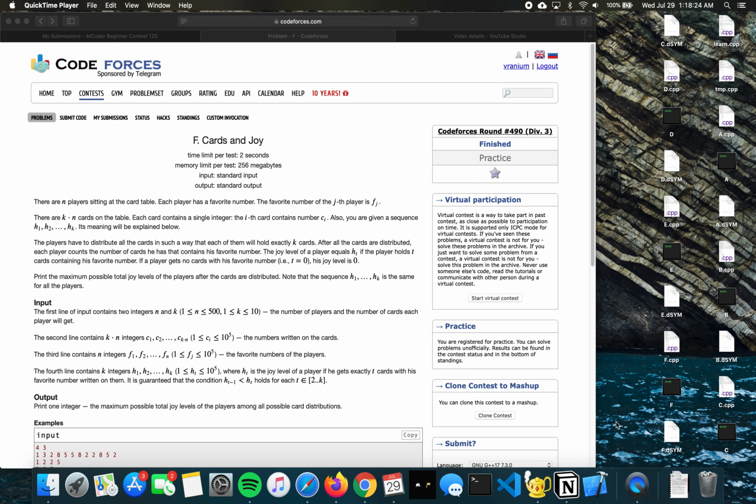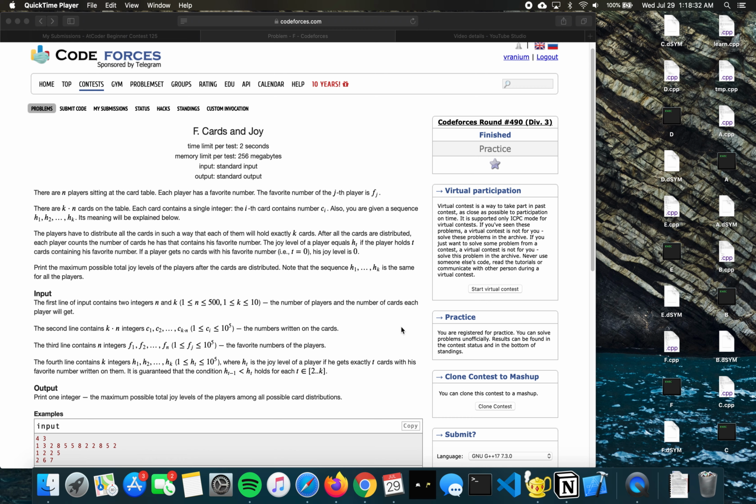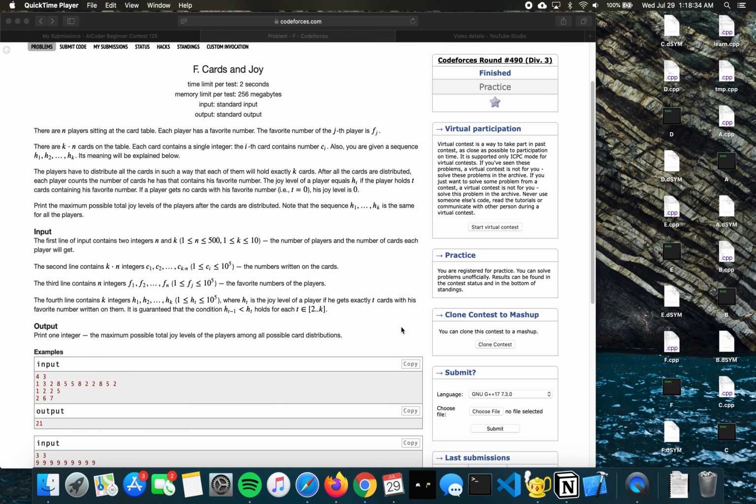In this problem, there are n players playing cards at a table, and each player gets k cards. So I think it's easier to just go through the input to talk about what's going on. First and foremost, we're given n and k, and then the next line we're given the k times n cards that these people are playing with, and in the third line we're given the favorite number for each player.